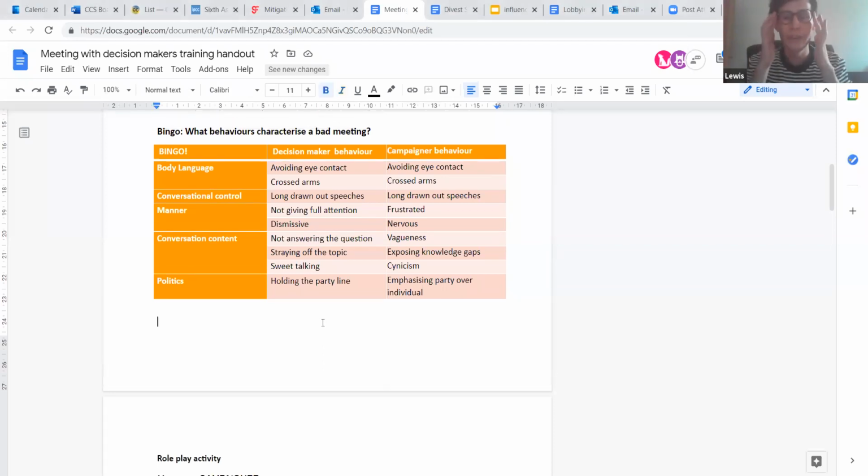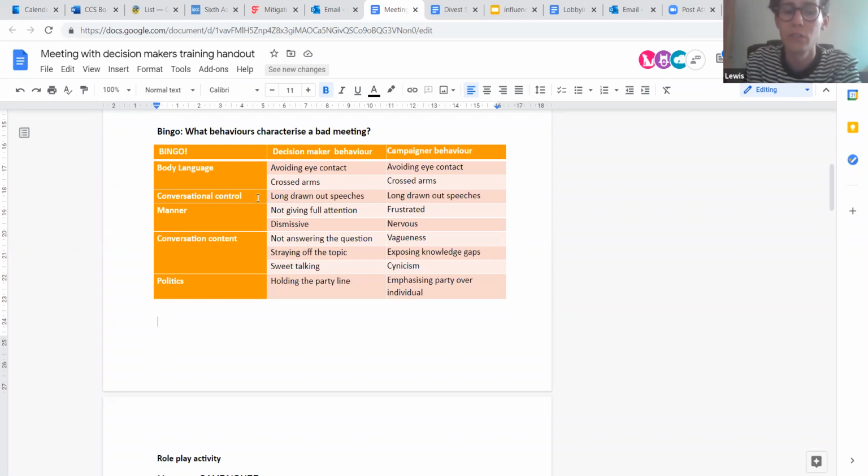So John and I are going to role play for you an imaginary bad meeting with a decision maker, based on experiences, and we'll try and highlight some of the things to watch out for from both sides. So things you might want to avoid happening on the part of the decision maker, but also things you might want to avoid doing as a campaigner. These are all things that have been observed. Some of them are quite intuitive interview skills, like avoiding eye contact or crossed arms as signs that you're feeling awkward or uncomfortable in some way. So try to have open and comfortable body language.